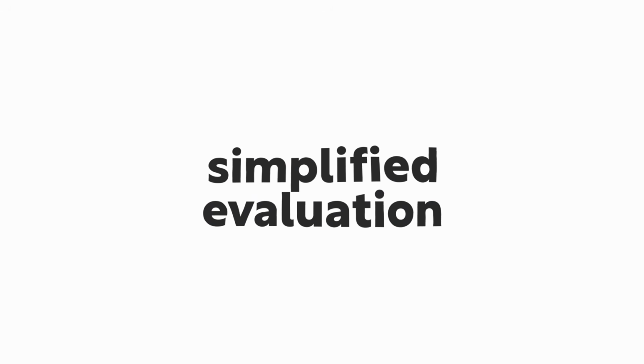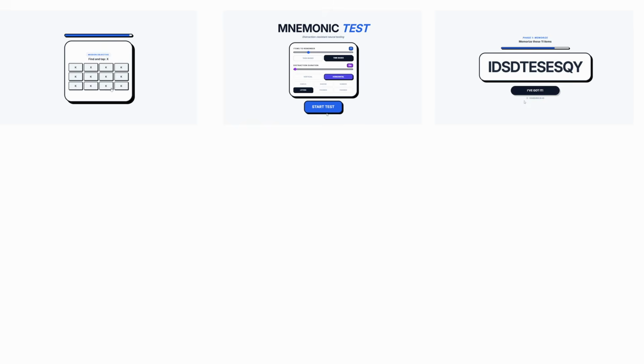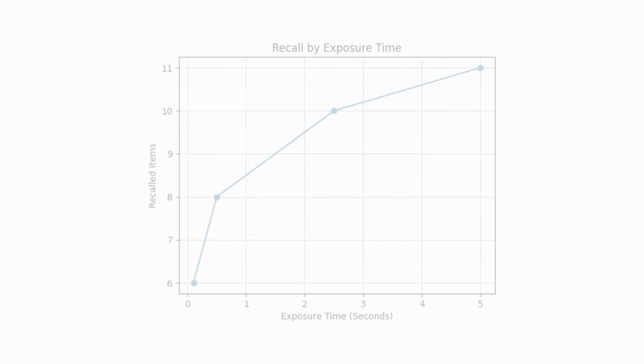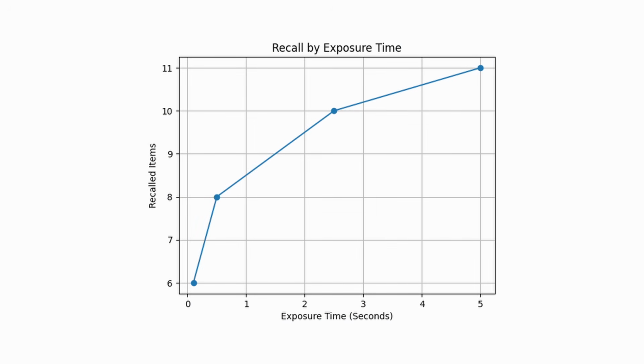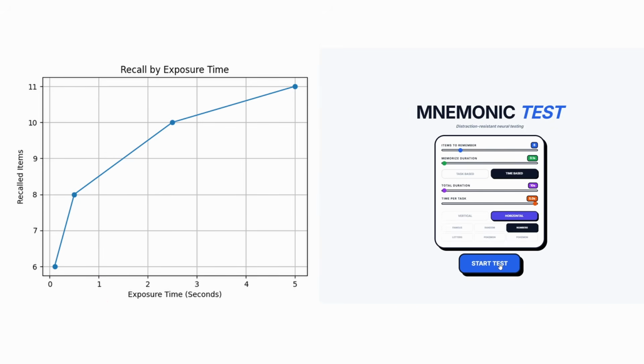I also simplified my evaluation to satisfy one simple condition. Was there a trial where I recalled everything correctly? That's it. And through all the testing that I did, here is what I found. Exposure time, which was how long the numbers were shown, had a huge impact on how many numbers you could remember. The most I've gotten was only 6 numbers in 0.1 seconds.